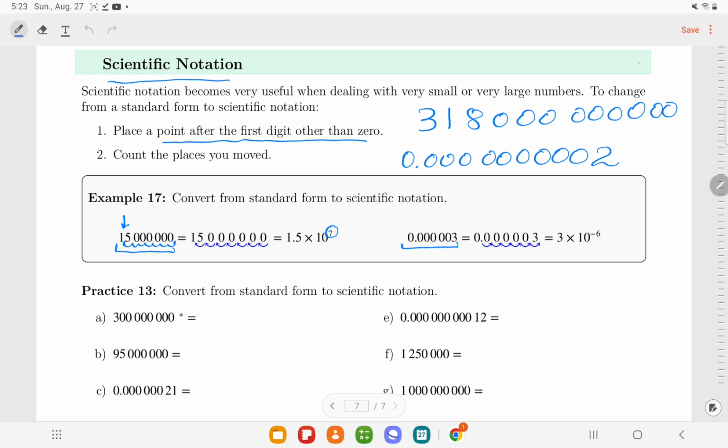And once again, we place the point after the first digit other than 0. So we have to go after 3. We don't have to put 3.0. We just put 3, but we go up to here. And then we had to move 1, 2, 3, 4, 5, 6 spots. So that's times 10 to exponent negative 6. And again, it's negative 6 because the original number is less than 1.